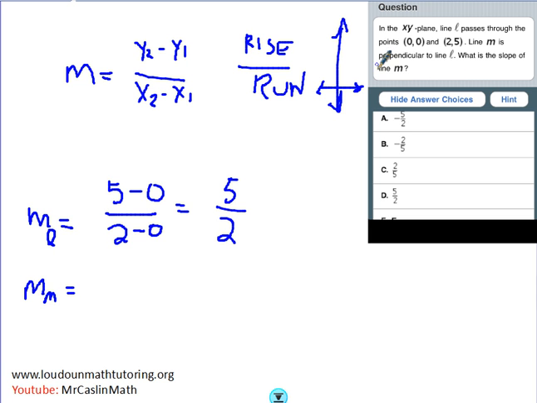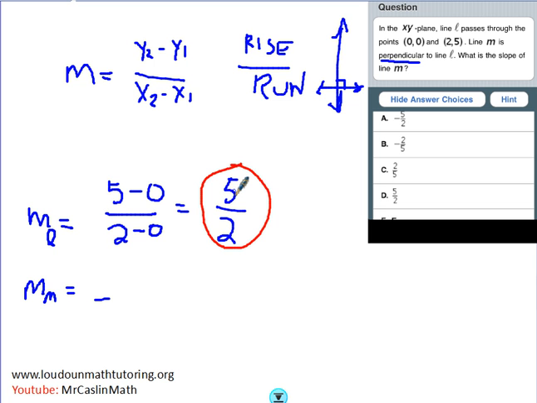Okay, now what they're trying to test you on is your knowledge of perpendicular lines. Now the slopes of parallel lines, remember, are equal. But these aren't parallel, these are perpendicular, 90 degrees. And two lines that are perpendicular, their slopes are opposite reciprocals. Opposite reciprocals to this other line. Opposite means opposite sign. This one's positive, so line M will be negative.